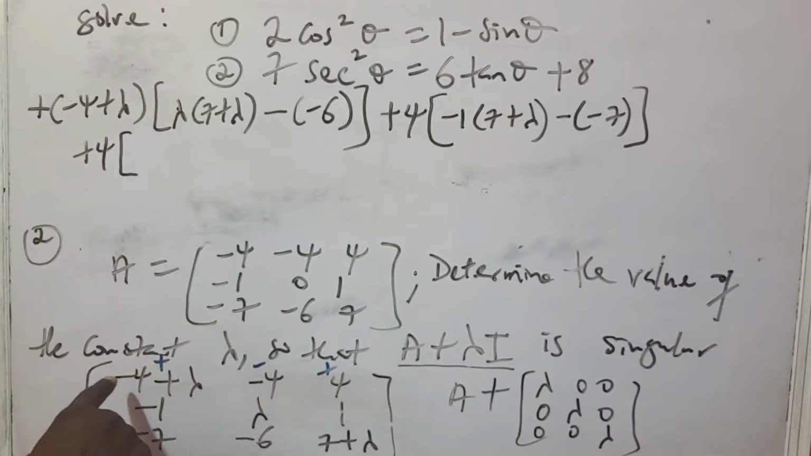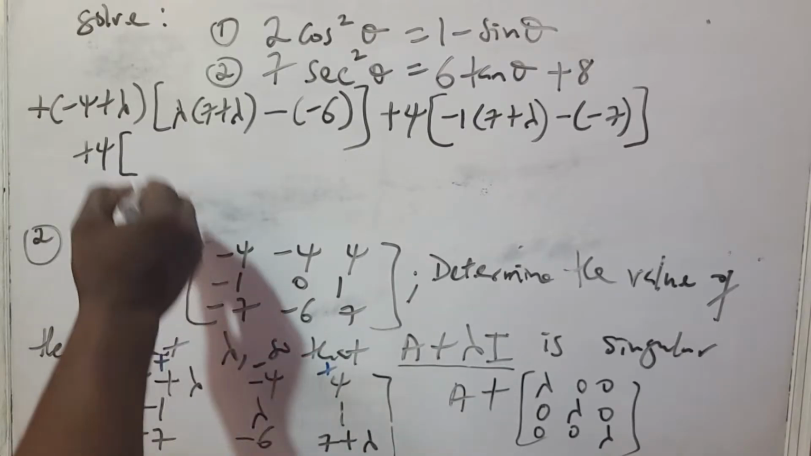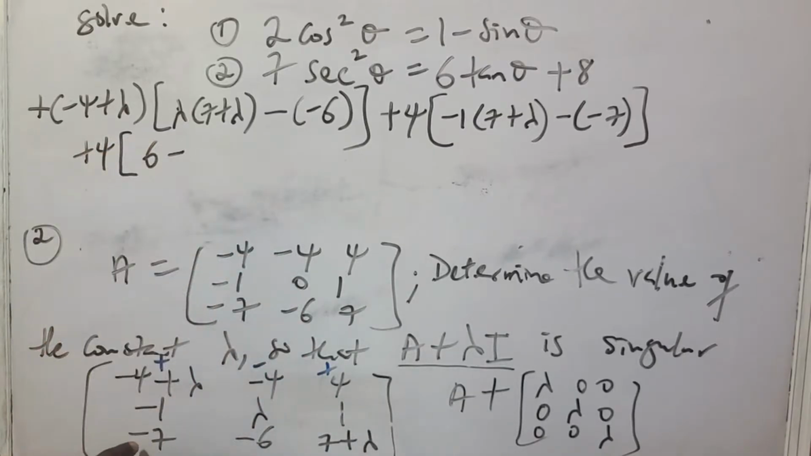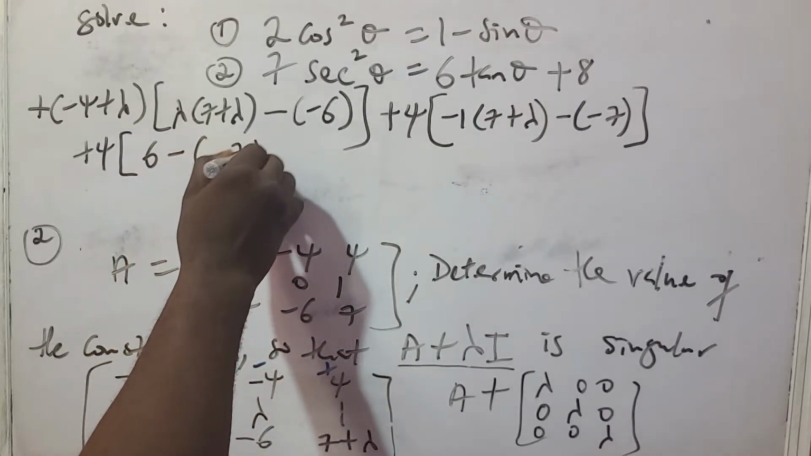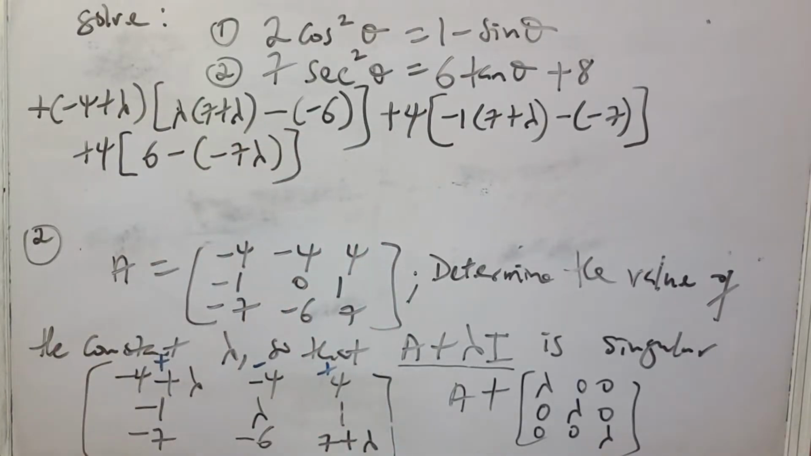So we are isolating row 1 and column 3. So we're left with minus 1, lambda minus 7, 6, minus 6 rather. That's minus 1 times minus 6, that will be 6, minus 7 times lambda. That will be minus 7 minus 7 lambda. Right? Does it make sense? Okay. So you can see how very patient you have to be to get your answer here.